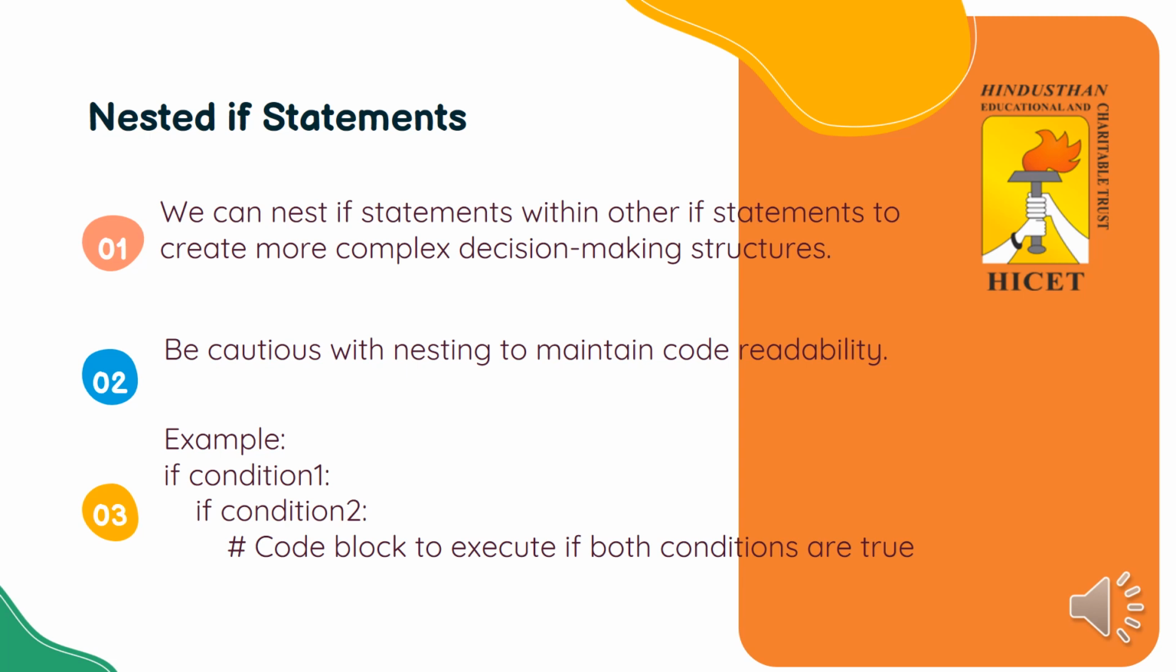In this example, you can see that I have provided two conditions. A condition is checked, and if it is true, another condition is checked. The specific thing to note here is that for the first condition I have started from the margin, the second condition has one indent, and the block of code has another indent. So indent should be handled carefully and colon should be handled carefully.